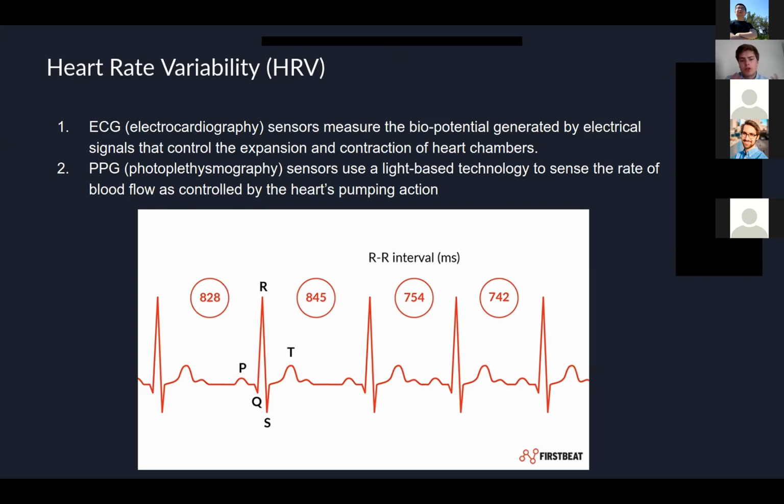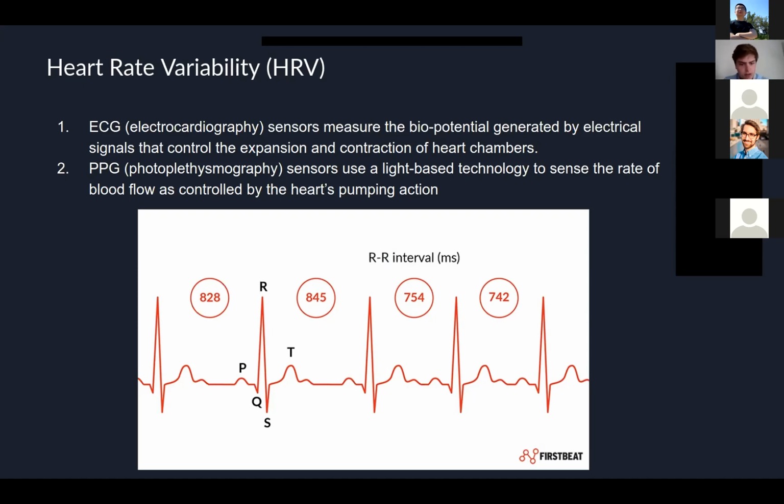So PPGs are the most commonly used ones. That's what you find in your Apple Watches and your other watches that measure heart rate. That's light-based technology. This is the inspiration for why I started to do a filter, because with these light-based system technologies, you get a lot of extra movement and it can cause a lot of noisy data. So I wanted to do an IIR filter to essentially reduce that.